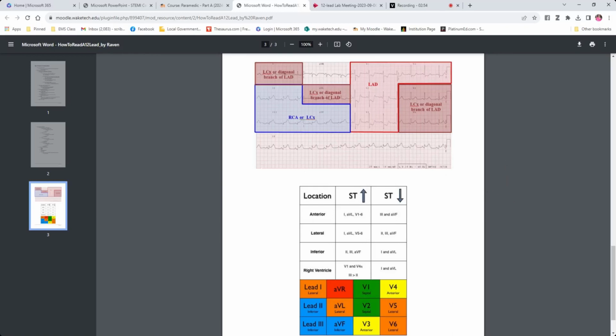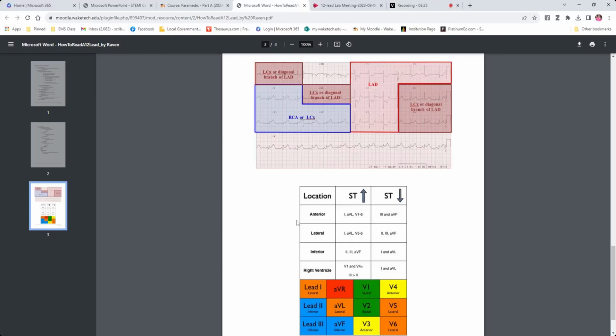Think of a 12 lead like this. A 12 lead is the 2D representation of a 3D model. The 3D model would be the heart, and the 12 lead is the 2D representation. So you're seeing the left ventricle more than anything else when you're looking at a 12 lead. Down here at the bottom, you've got your leads, and then you've got your reciprocal changes.